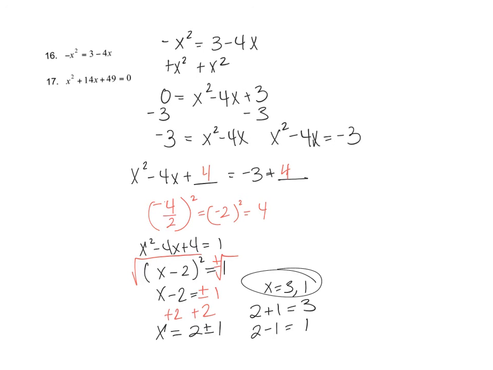And lastly, number 17. I see this one, it's kind of a trick question because this is already a perfect square. What two numbers multiply to 49 and add to 14? 7 and 7. So we already have a perfect square, which is great. So we could just factor that: x plus 7 squared equals 0. And I can take the square root, and x plus 7 equals 0. The square root of 0 is 0. Subtract 7, and x equals negative 7.